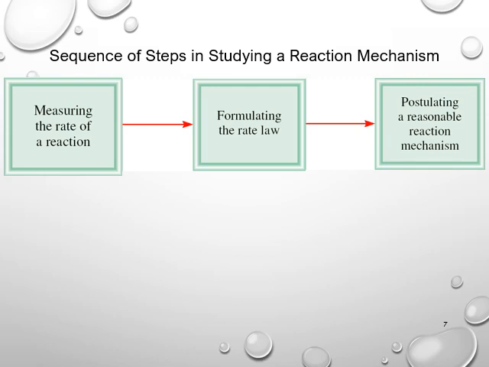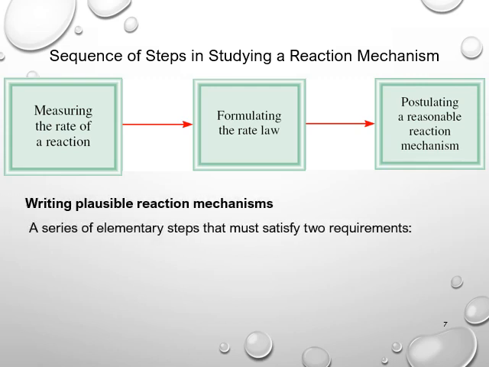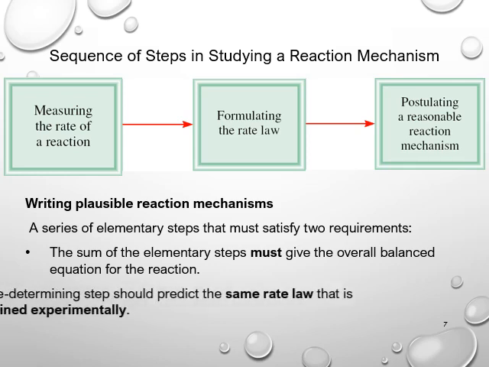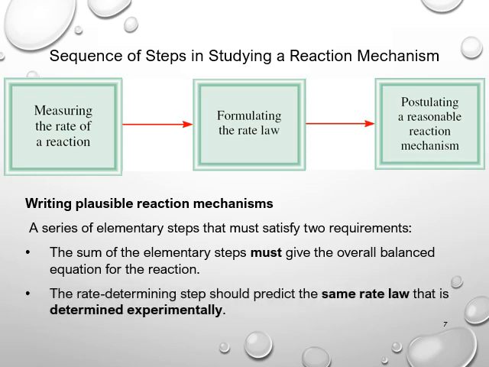The elementary steps must satisfy two requirements. The sum of the elementary steps must give the overall balanced equation for the reaction, and the rate determining step should predict the same rate law as is determined experimentally. Remember that for a proposed reaction scheme, you must be able to detect the presence of any intermediates formed in one or more elementary steps.